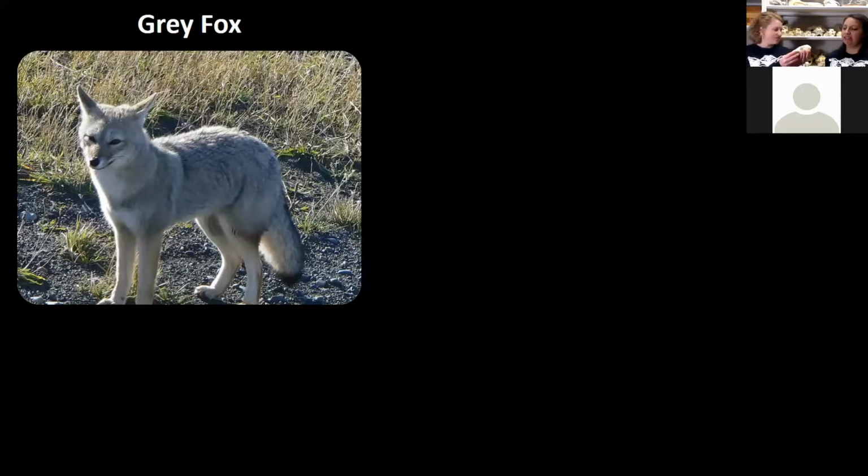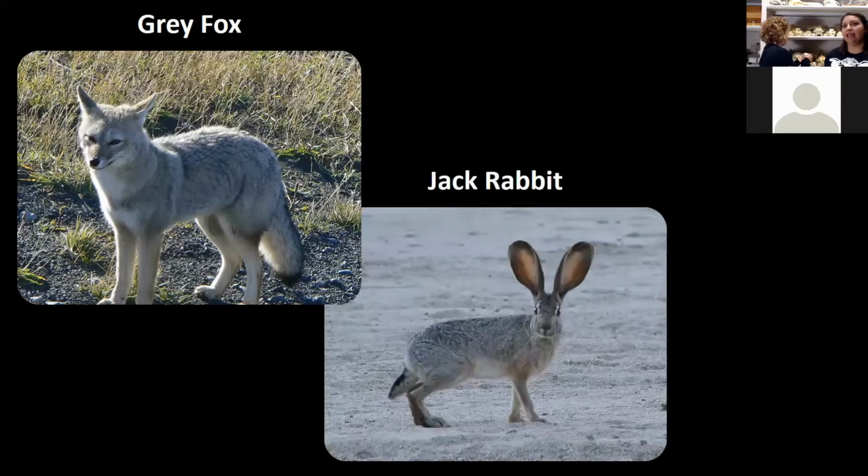Cool. So we were looking at some of the skulls, and the first skull that Eileen is going to share with us today is actually our gray fox. And then our second skull, our herbivore, was a jackrabbit. So we were looking at some of our mystery skulls a little bit closer, and we were able to solve the mystery of the teeth.